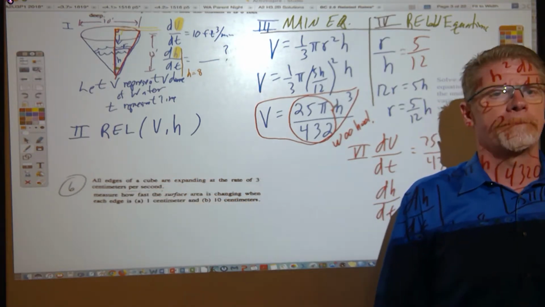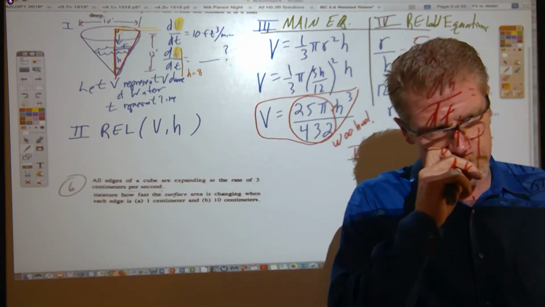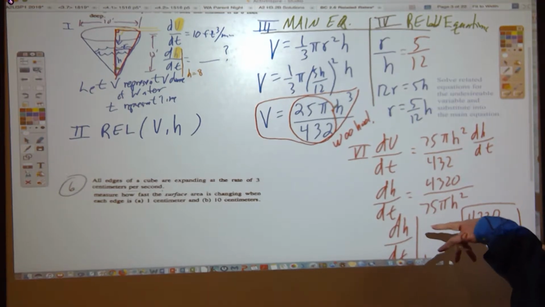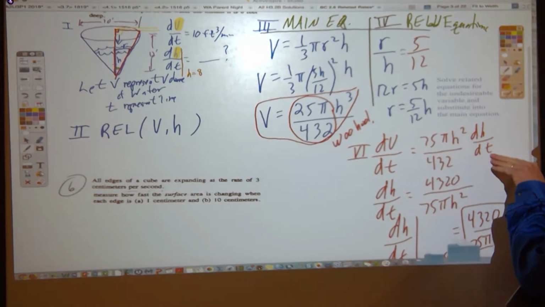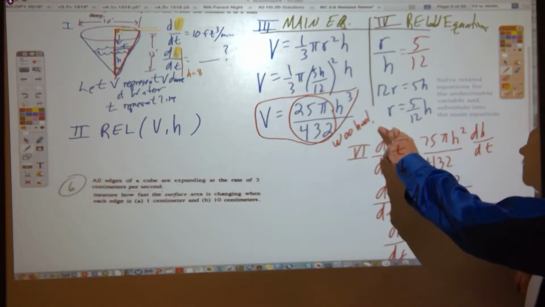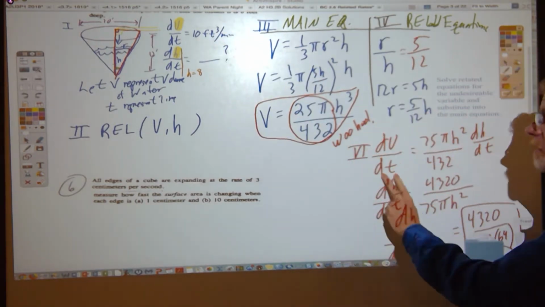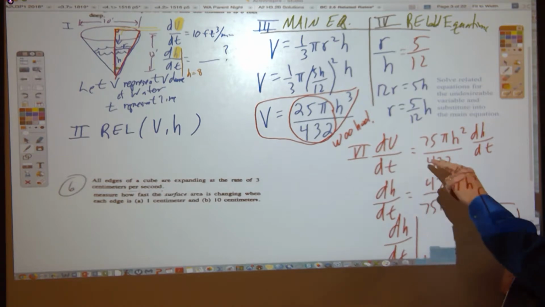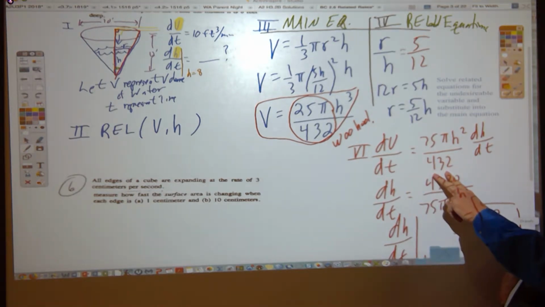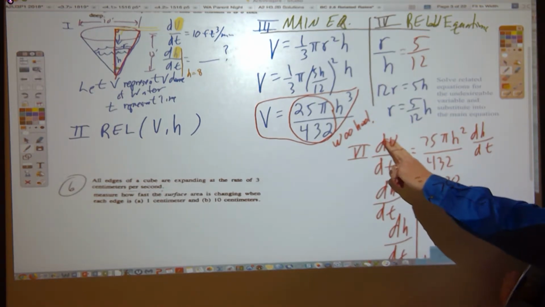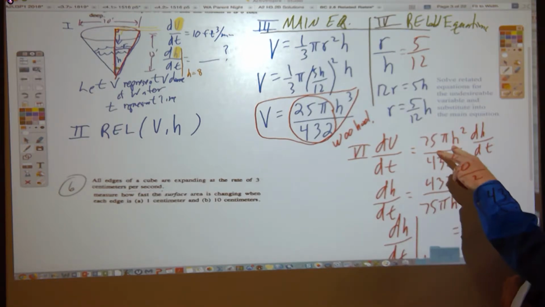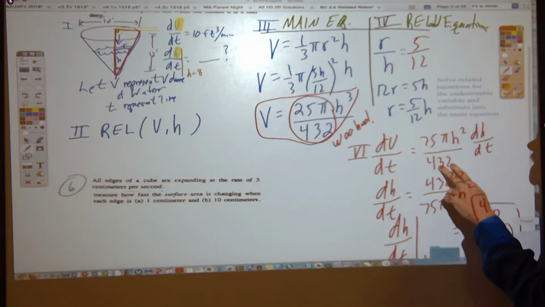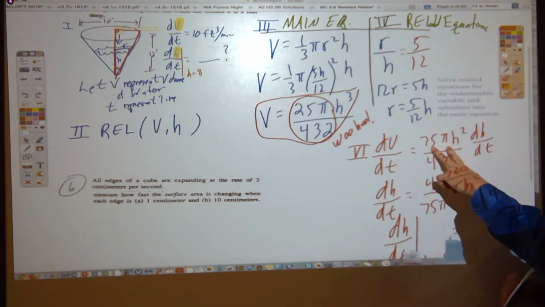Further questions? Yeah, go ahead. How did you get the 4320 for the numerator? Well, in my head, I solved for dh/dt, which involved replacing dV/dt with 10, right? To solve for dh/dt, I had to multiply both sides by 432, and 432 times 10 is 4320, and then divide by this. Basically, to solve for dh/dt, I have to multiply both sides by the denominator and divide both sides by the numerator.